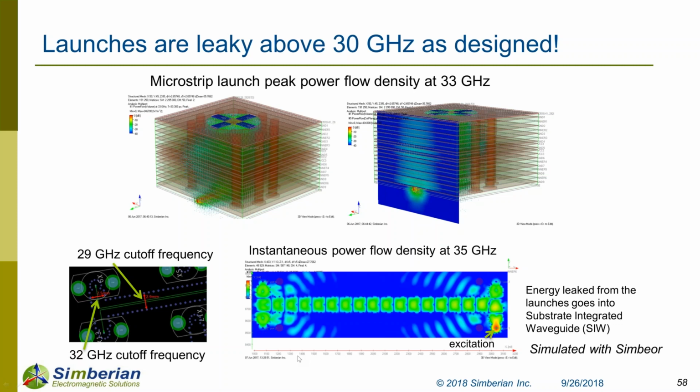So if you use perfectly electric conducting walls, so you have no energy escaping the box, then you have to place plenty of stitching vias so you have a closed cavity there. So localization is a really important factor.